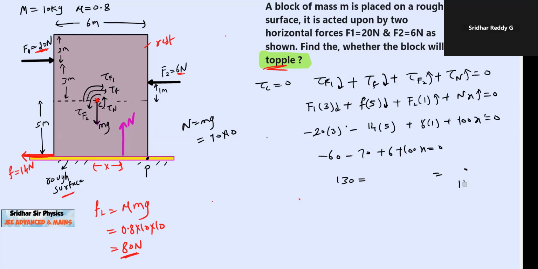Some calculation error. 130 minus 6 will be 124. What is the conclusion? I got x equal to 1.24 meter. So therefore, what will happen to the block? The block will not topple.